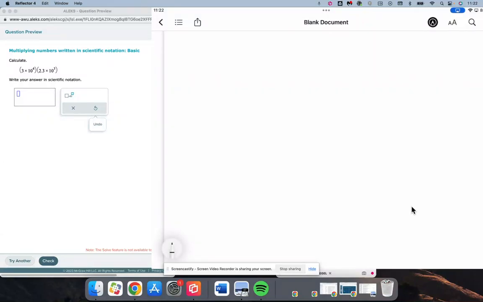Okay, so for multiplying numbers written in scientific notation, there is something that we need to understand about the way that exponents work. Before we get into the actual problems, I'm just going to do a couple quick examples of how to demonstrate this. Let's say that we had 1,000 times 1 million.